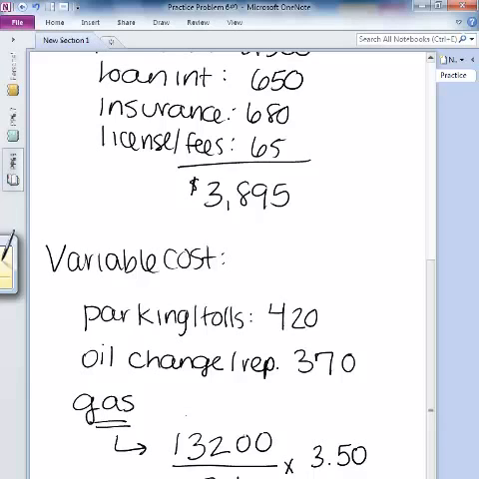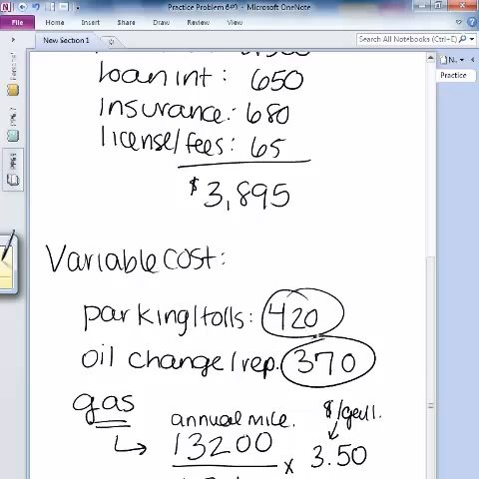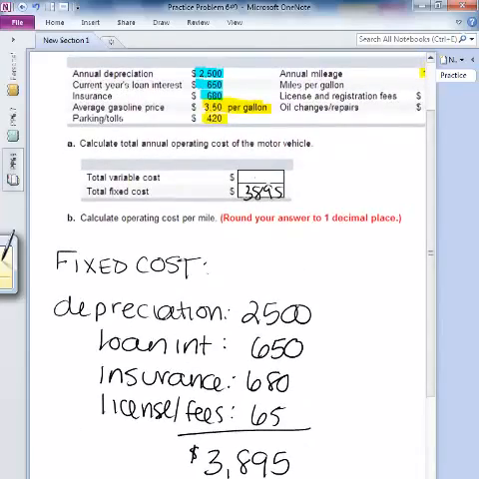So again, to get this number, I take my annual mileage, I'm dividing by my miles per gallon, and multiply by the price per gallon. And that will give me the amount that I have to spend per year. So adding the 1,925 to 370 and 420, that gives me 2,715. So that 2,715 is what goes up here.